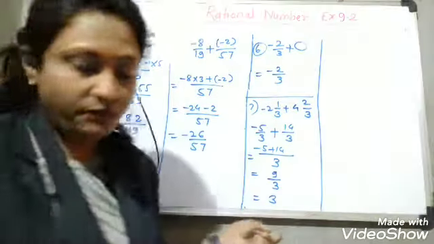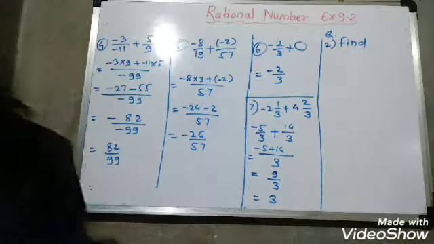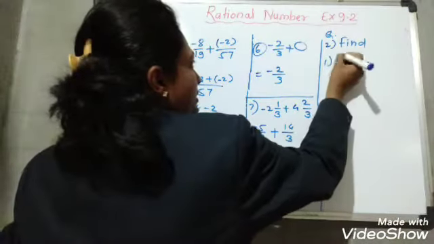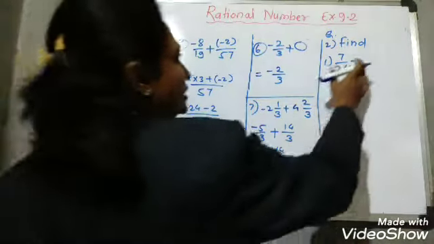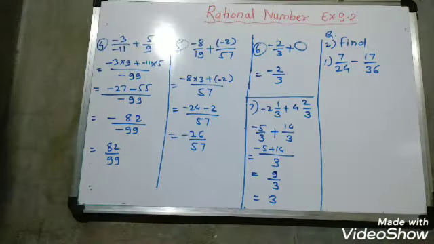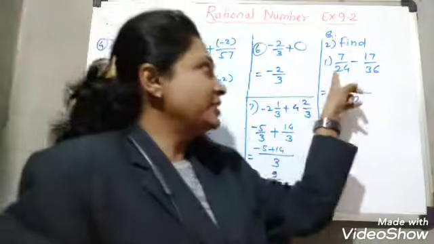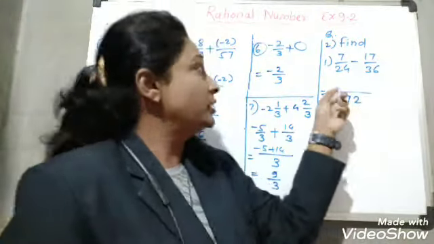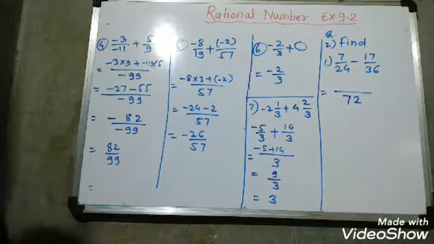The second question is find. From question number 2, the first one is 7 upon 24 plus, sorry, minus 17 upon 36. Here minus 17 upon 36. Okay, see students, here also the denominators are 24 and 36. So first we will find their LCM. So LCM is 72. Now to make the denominator 72, by which number do we have to multiply 24? Now see in the 24 table when you get 72.